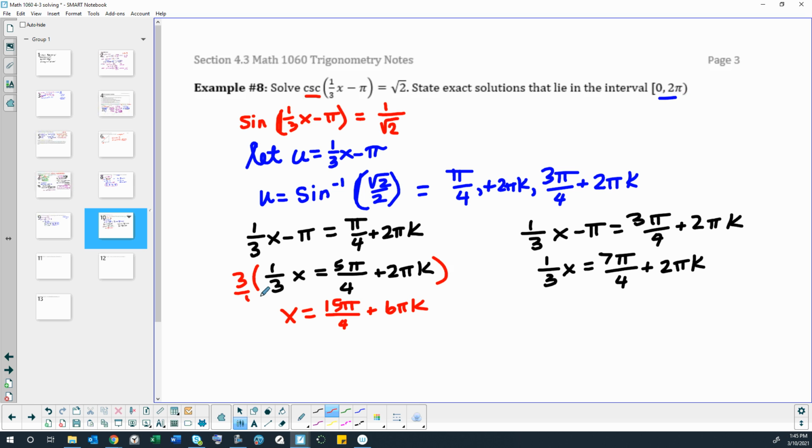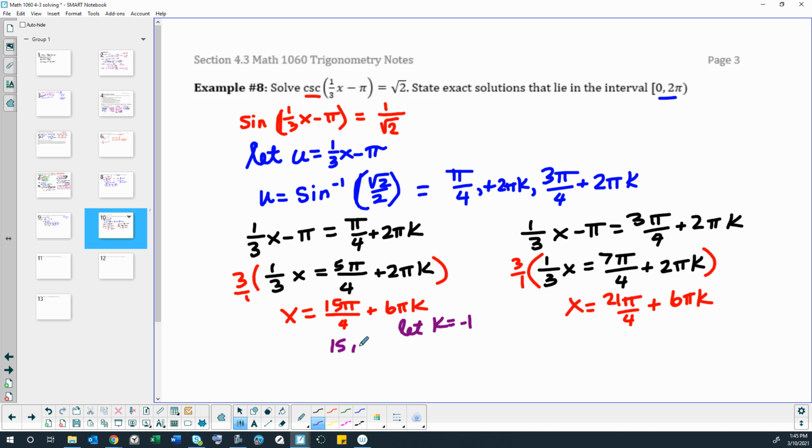Everything multiplies by 3, so wherever the 1 is going. And then same thing here, over 1 times everything. So x equals 21 pi fourths plus 6 pi k. Alright, now we're looking for answers that are just 0 to 2 pi. Ugh, this is definitely over 2 pi. So if we let k equal 0, we're going to have 15 pi fourths, but that is not between 0 and 2 pi. So let's let k equal -1 and see what happens.